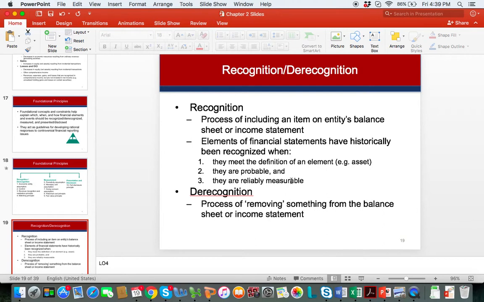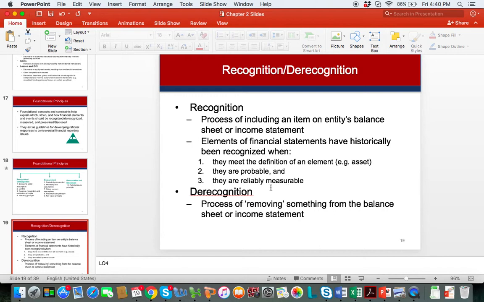So you might give your customer 30 days to pay for the product you sold. Now you have an asset called an accounts receivable. It already meets the definition of an asset because it's money owed to you. It's probable, so it's a customer you might have dealt with before and they always pay. It's reliably measured. If I sell 10 pens for $1 each to you, you owe me $10 for the 10 pens.